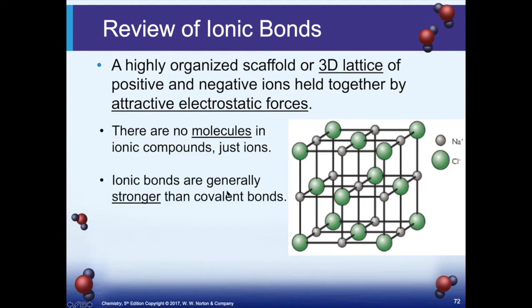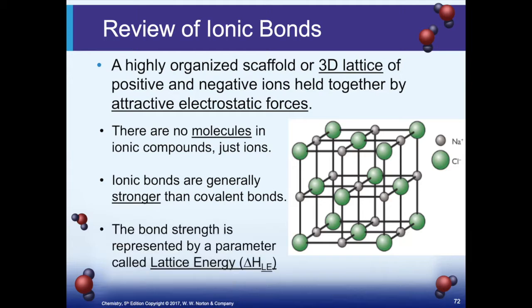Okay, one important thing to know about ionic bonds is they're generally stronger than covalent bonds, and we'll talk a little bit about why that is today. And how we measure that bond strength is with this parameter called the lattice energy. And to be more precise about it, it's really an enthalpy. And so it's indicated by the symbol delta H with the subscript LE for lattice energy.